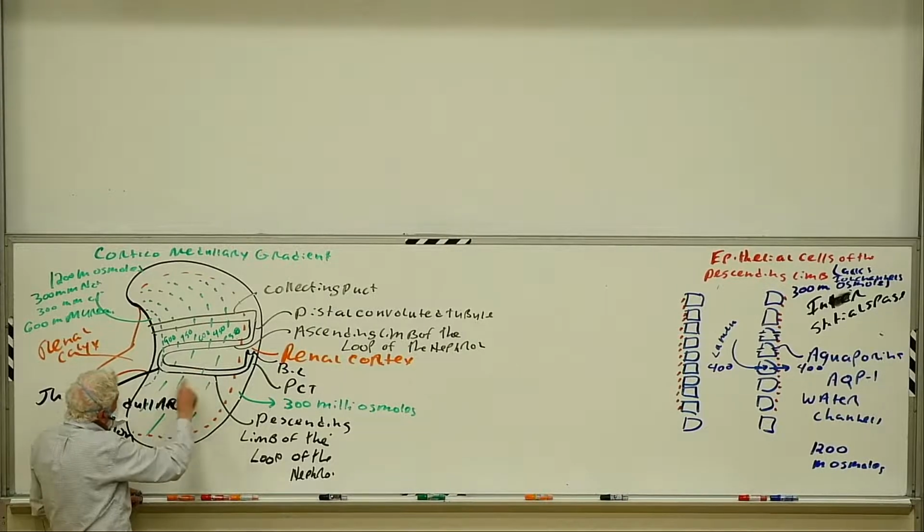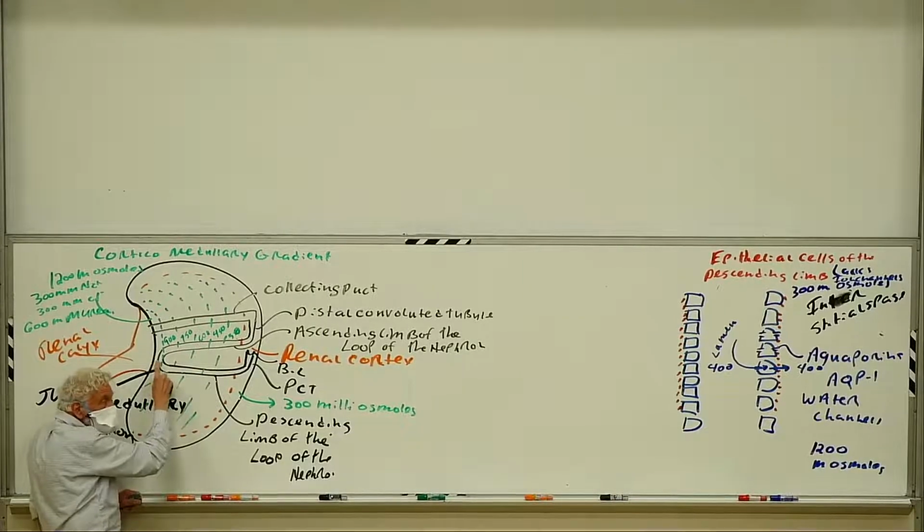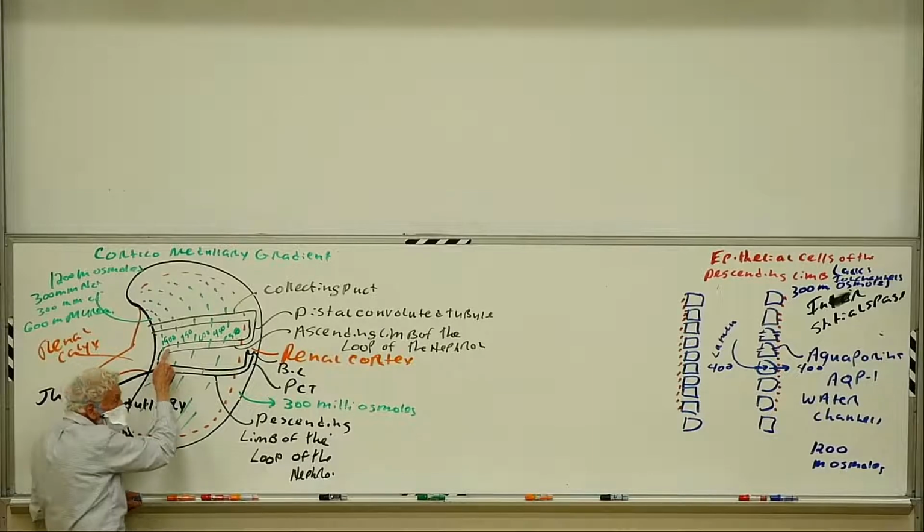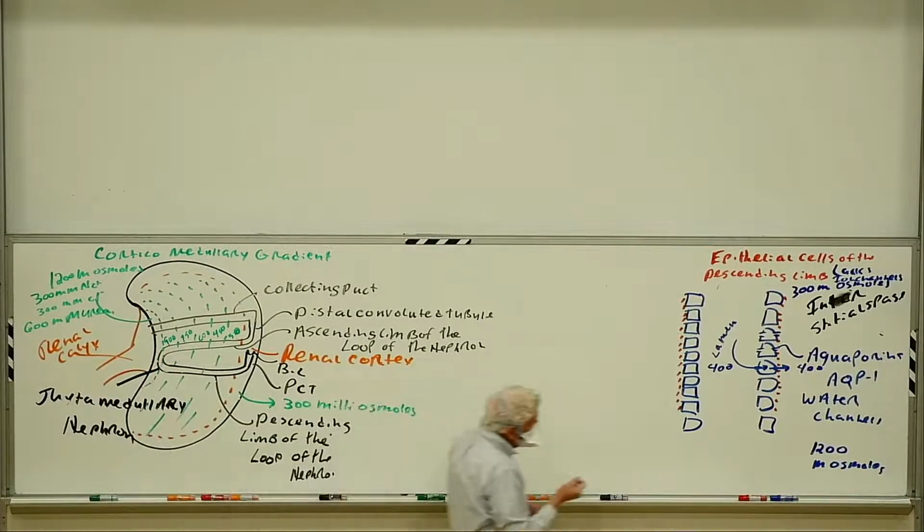Then we come around the hairpin turn. Now we're going to convert these epithelial cells to a different type. These are going to still be epithelial cells. We're going to change the proteins in them. So we come around the hairpin turn.